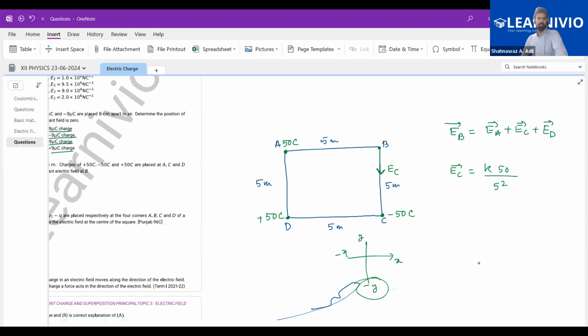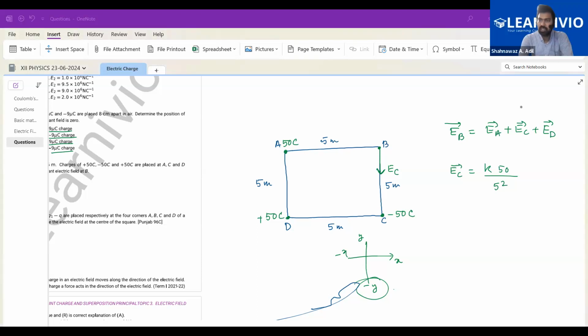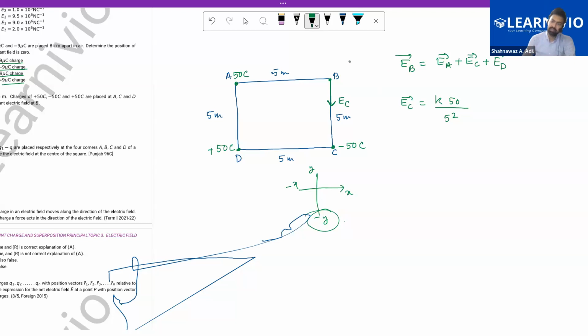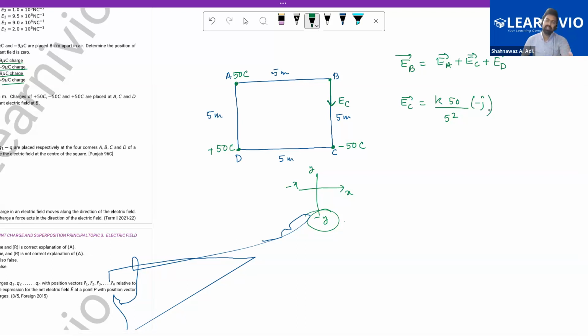Did I not switch on this thing? Give me one moment. I have to switch it on. Okay, I forgot to switch it on.